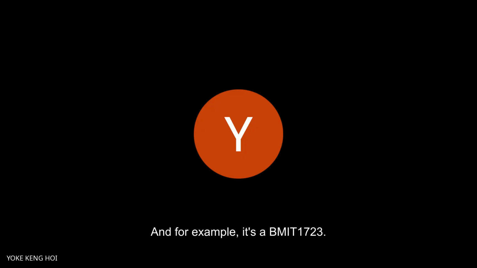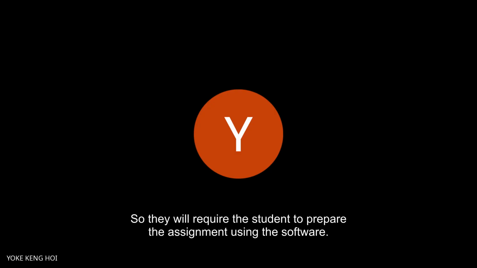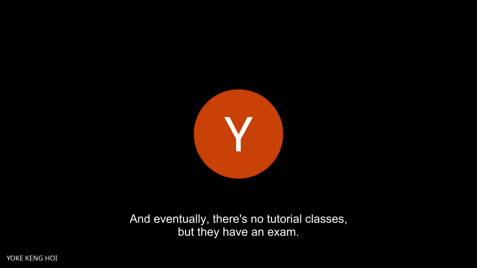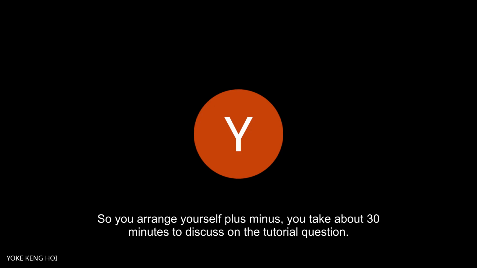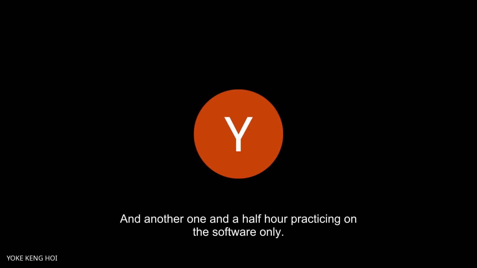And for your paper, BMIT 1723, they will require the students to prepare the assignment using the software. Eventually there are no tutorial classes, but they have an exam. Therefore, you need to arrange yourself. In total, they only have 6 tutorial question papers. So you arrange yourself: about 30 minutes to discuss the tutorial questions and another 1.5 hours practicing on the software.